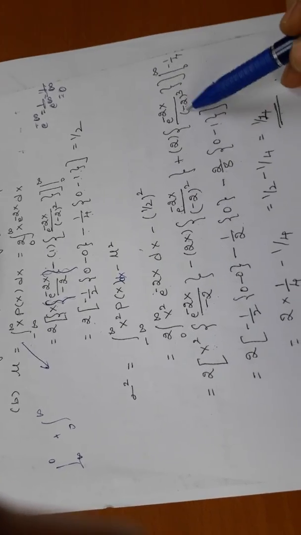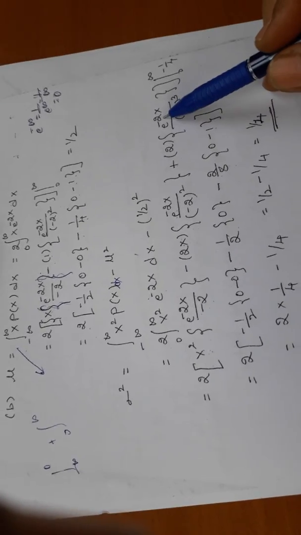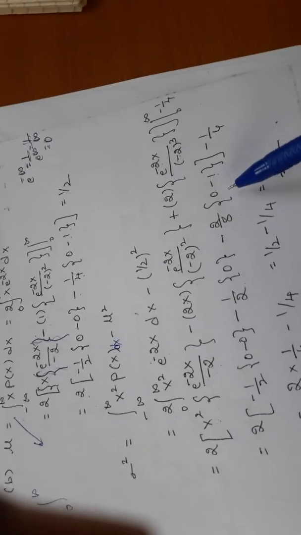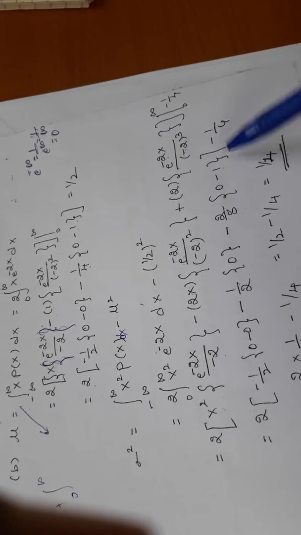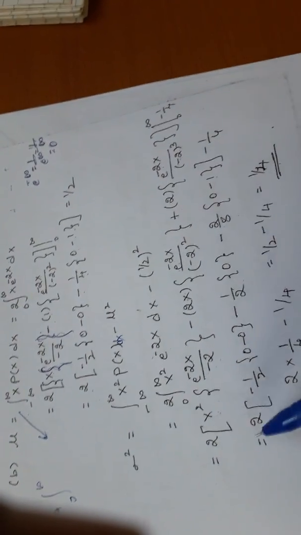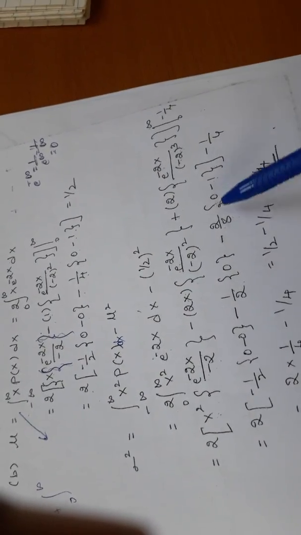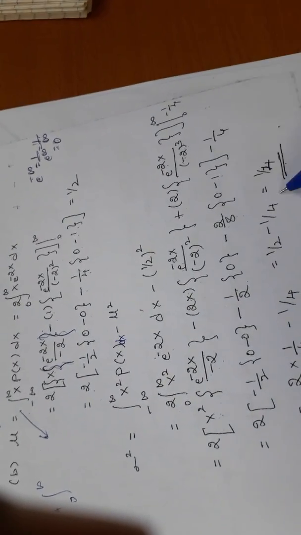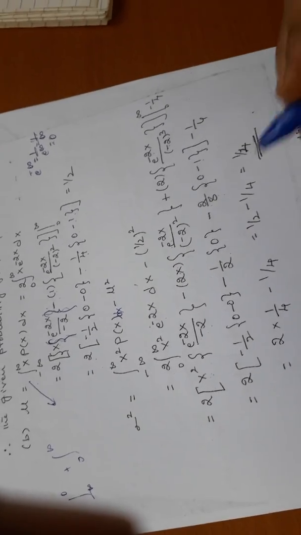What happened here? Minus 2 whole cube is plus into minus, that is minus 2 by 8. Upper limit is 0 because e power of minus infinity is 0. The lower limit is 1. Upper limit minus lower limit, minus 1 by 4. Then what we get is minus into minus plus, 2 into 2, 4 by 8 is 1 by 4. Then 1 by 2 minus 1 by 4. So finally the variance is 1 by 4.